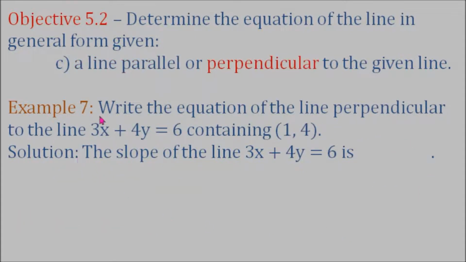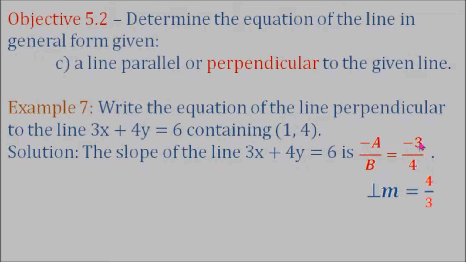Example number 7. Write the equation of the line perpendicular to the line 3x plus 4y equals 6 containing (1, 4). So again, the slope of the line 3x plus 4y equals 6 is negative a over b, or negative 3 over 4. Now we are going to find the equation of the line perpendicular to this line. So when you say perpendicular slope, the slope should be the inverse reciprocal of the given slope.